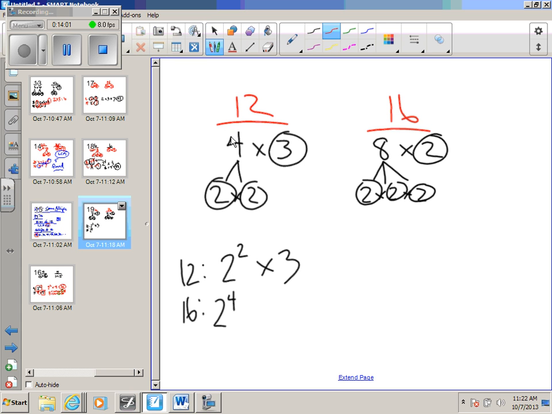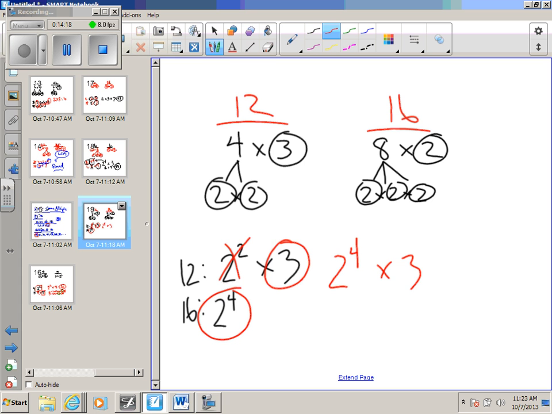Now, comparing between a 2 squared and a 2 to the 4th, because they're both 2's, which one am I going to use? Which one's bigger? 2 to the 4th, let's cross out that 2 squared. What's left?